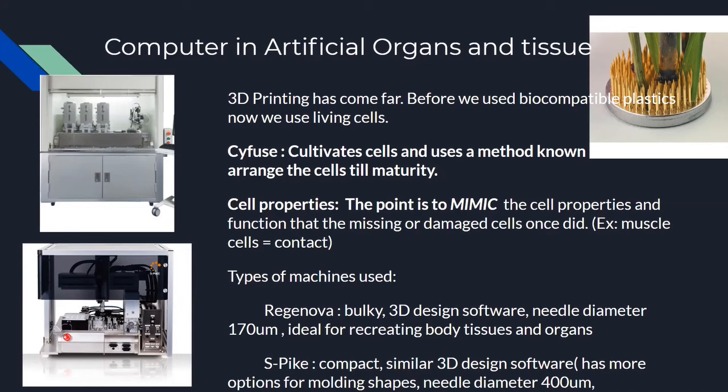And this machine is ideal for recreating body and organs. S-Spike, on the other hand, is much smaller, compact, and best for molding unique shapes. Their needles are a little thicker, around 400 micrometers.